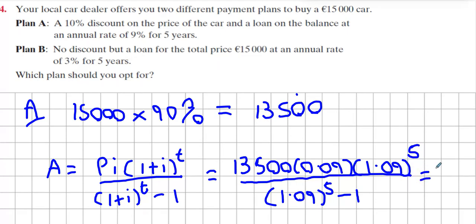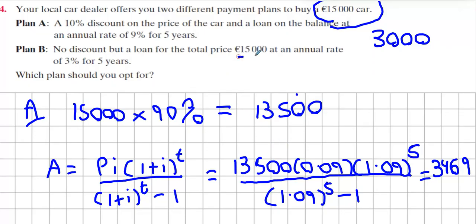Now, can we just think of a ballpark figure for this? Their car costs 15 grand, doesn't it? They need to make more than 15 grand on this. So, if they make 3,000 a year on us, they're only breaking even, aren't they? They want to get more money than it's worth. So we're expecting an answer bigger than 3,000. So what do you get when you put that in? We got 3,469.